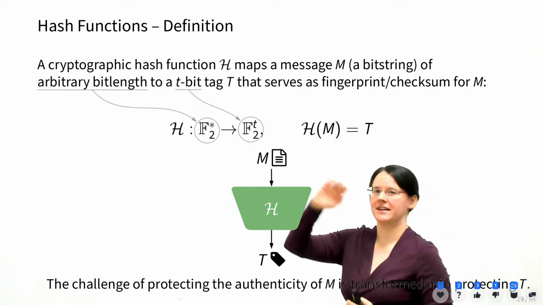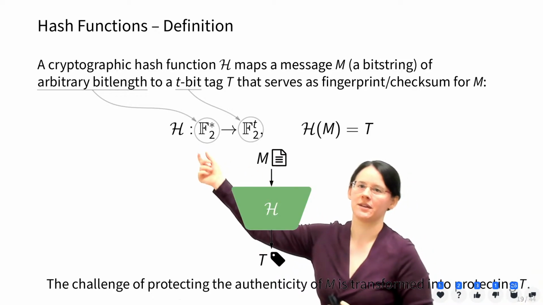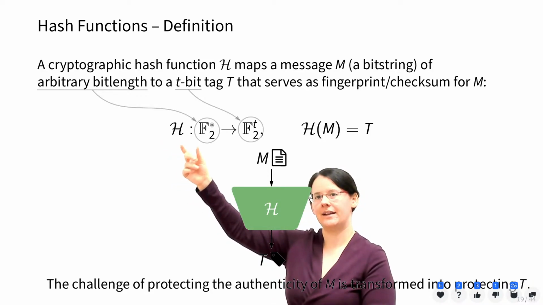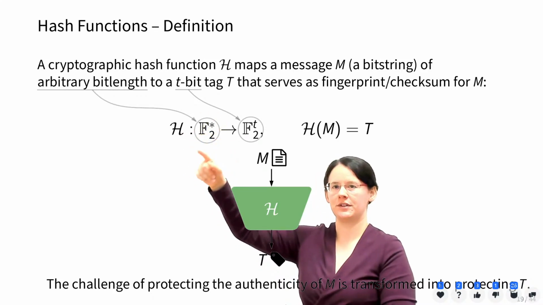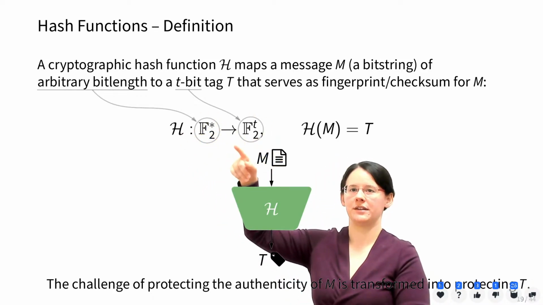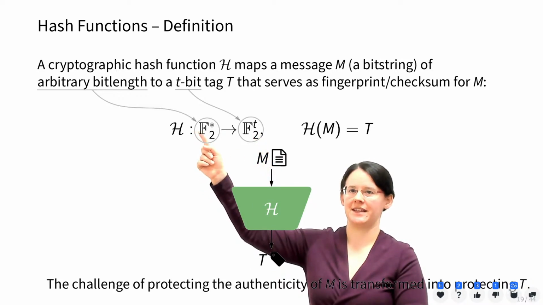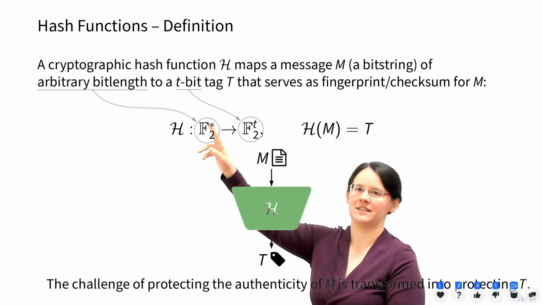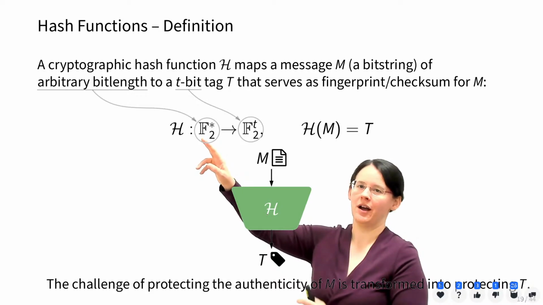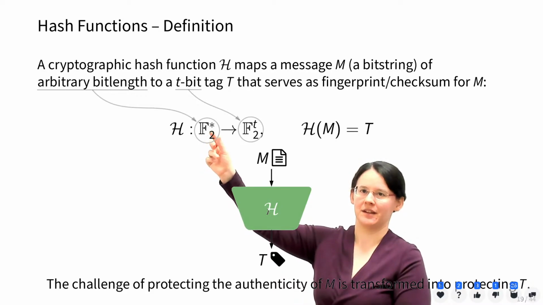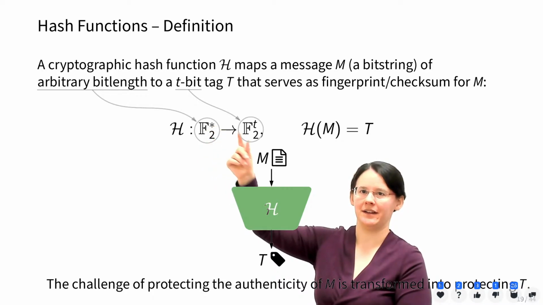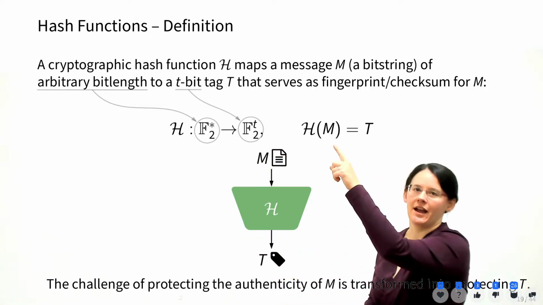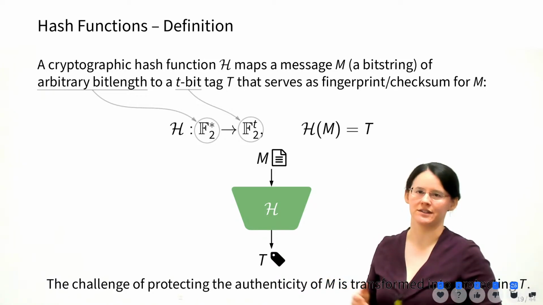So if we want to write this in mathematics, we write it as follows. We have a function which we call calligraphic H, and it maps from bit strings of arbitrary length to bit strings of t bits. So this notation here, this F2, is how cryptographers like to talk about bit strings. You can read this F2 as a finite field of size 2, but that's just a fancy way of saying bits. So here it says bits arbitrarily many, and here it says bits t of them. And we call the input of the hash function m, and the output, for example, t, or some people also call it h.